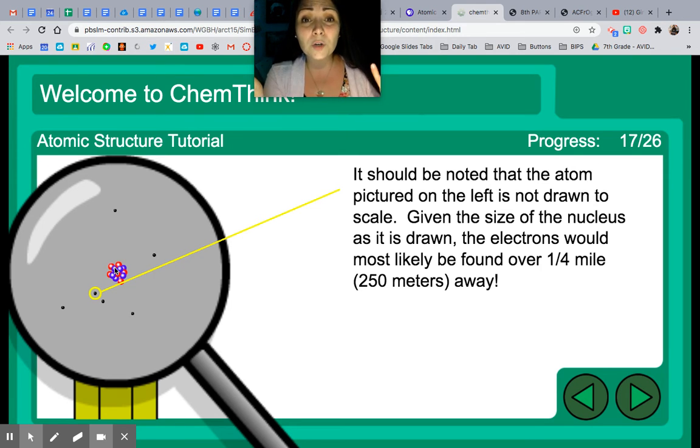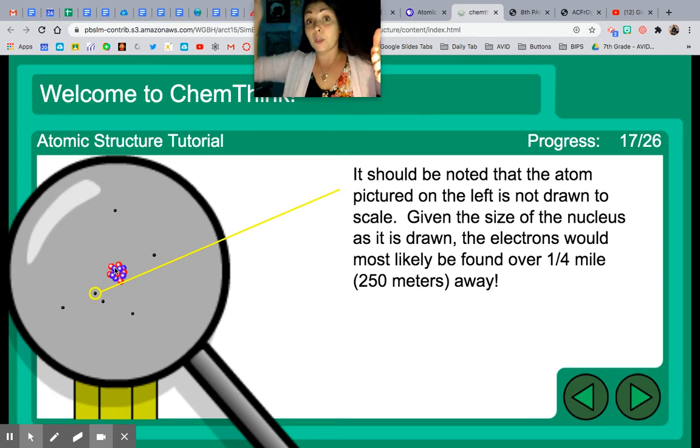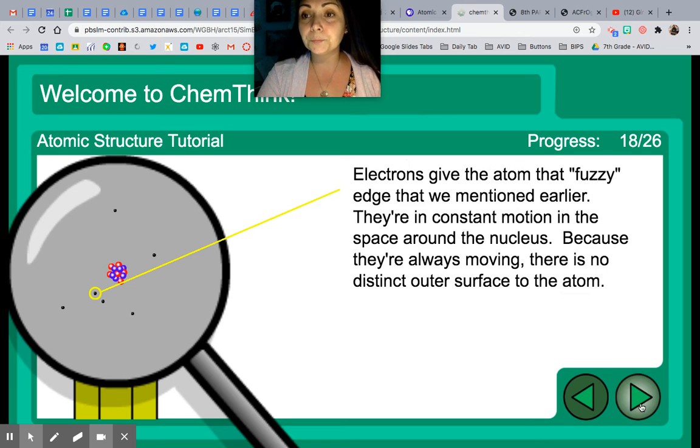If you think about it, you could think about a tennis ball at the center of a football field on the 50-yard line, and the first electron would be like a football field and a half away. So like a half a football field, a half a football field, and then another football field, and that would be where the first electron is. So it's mostly empty space.